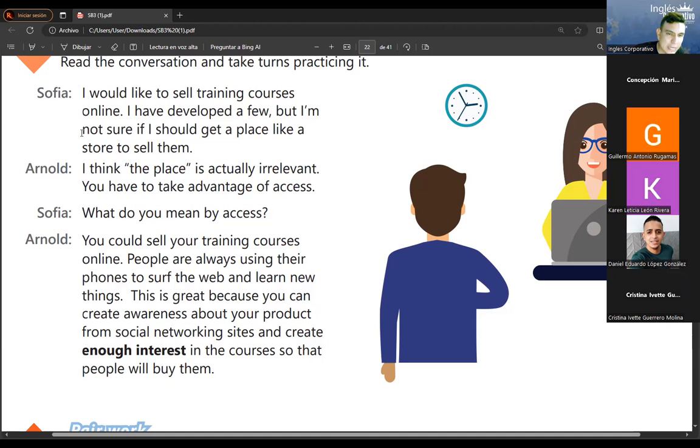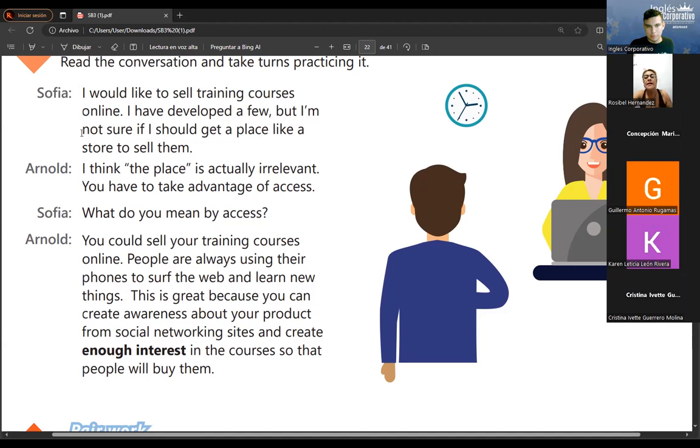I think the place is actually relevant. You have to take advantage of access. What do you mean by access? You could sell your training course online. People are always using their phones to surf the web and learn new things. This is great because you can create awareness about your product from social networking sites and create enough interest in the courses so that people will buy them.